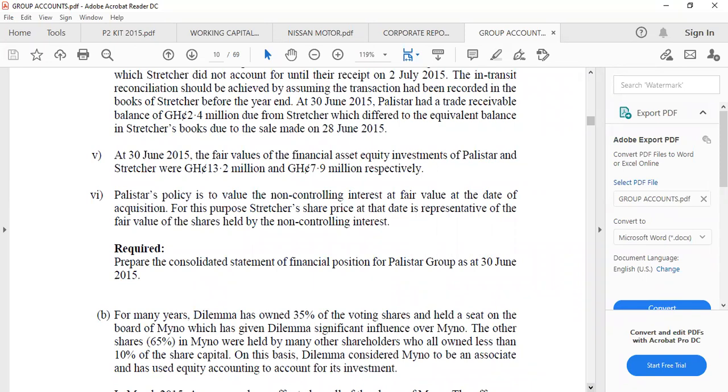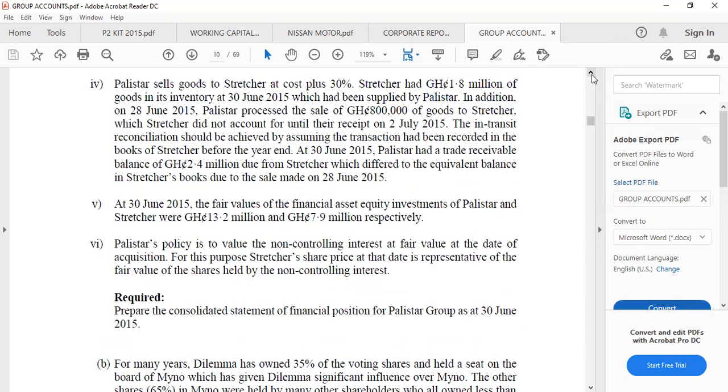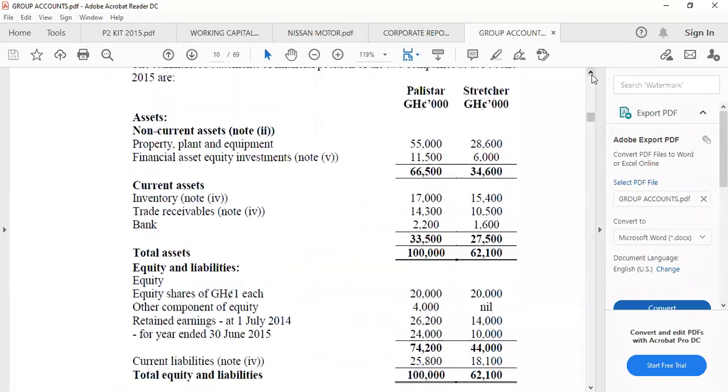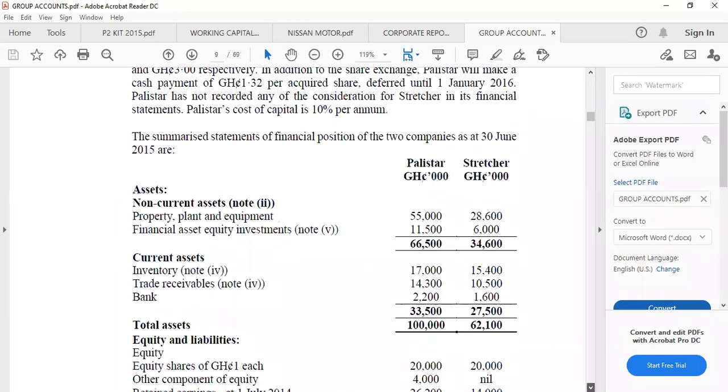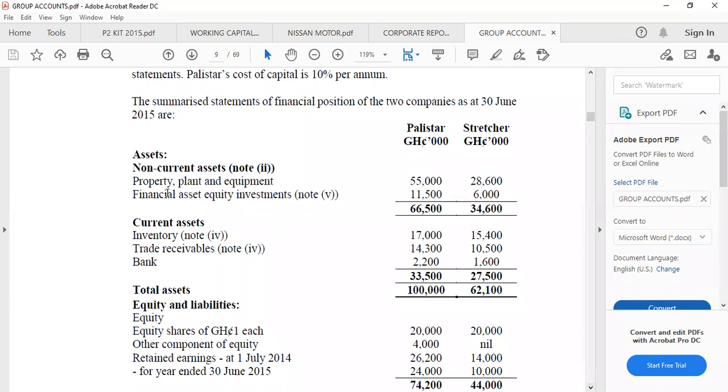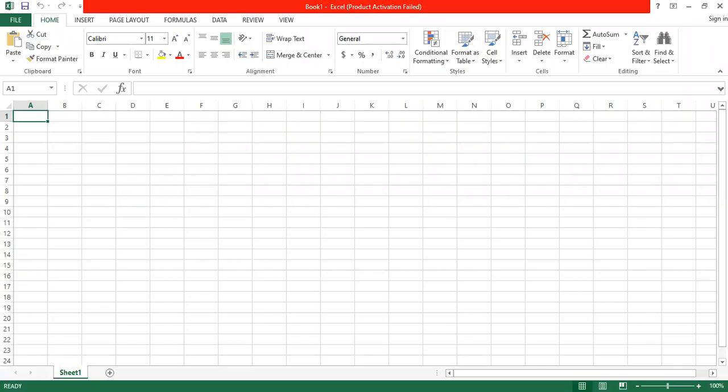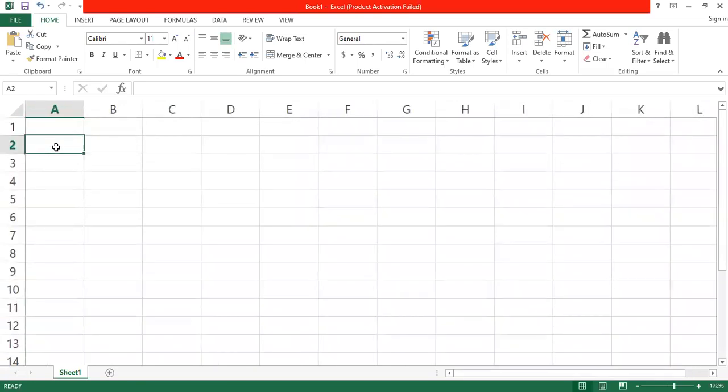That is 30th June. So that means their financial year starts from when? It started from July to June, isn't it? Every year. Yes. So the first thing that you are going to do is they are asking you to prepare a statement of financial position. So the easiest way is to just go and put some of the figures over here, you won't do anything to them. Just go and put your statement of financial position there. Then you add some of the items.